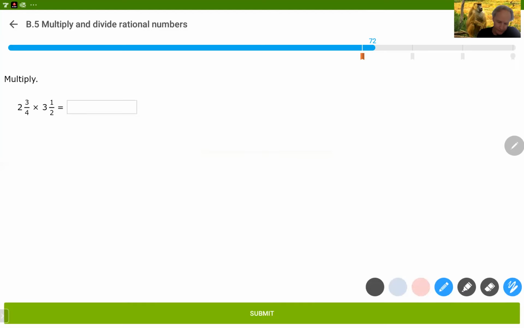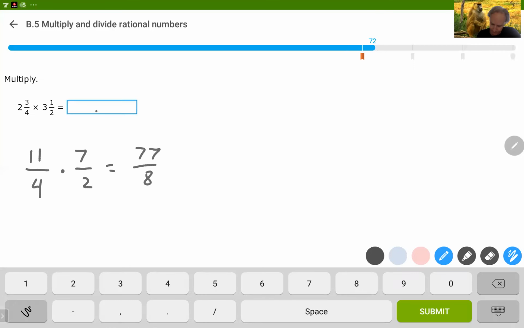Two and 3/4. 2 times 4 is 8 plus 3. That's 11 over 4. Times 3 times 2 is 6 plus 1 is 7 over 2. That is 77 over 8. Perfectly acceptable. No reducing to do. You're all done.